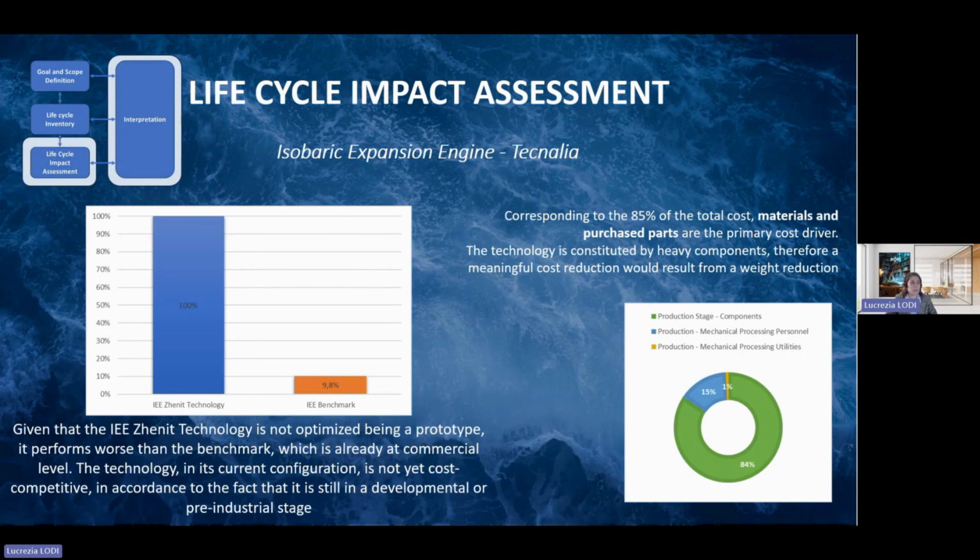And from the life cycle cost point of view, again, since it is a prototype and not at a commercial level, and so not cost competitive, the results of the ZHENIT technology are worse than those of the benchmark. But the most important information resulting from that is that material and purchased parts are the primary cost driver, and they correspond to the majority of the cost split, followed by the processing and the personnel, while the utilities cost is quite negligible.